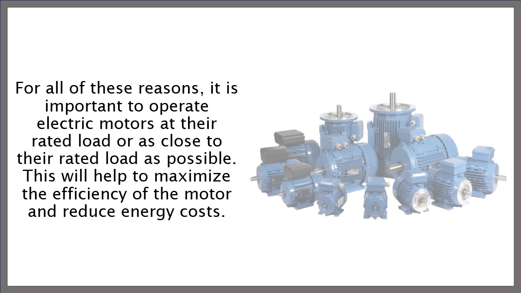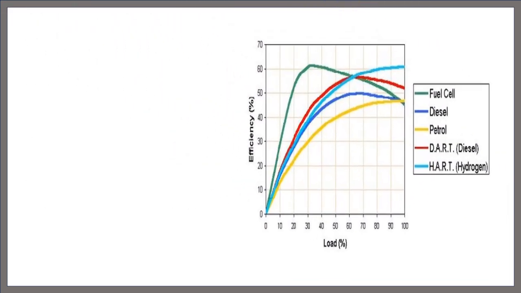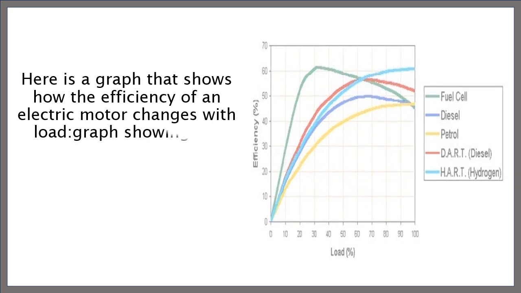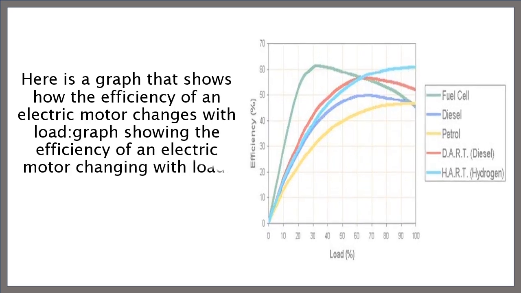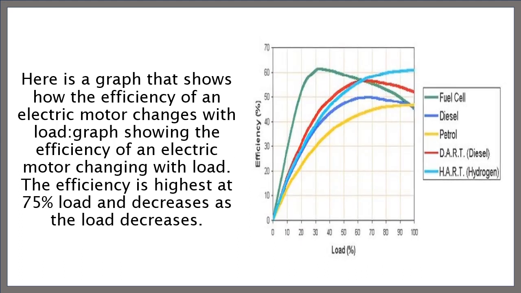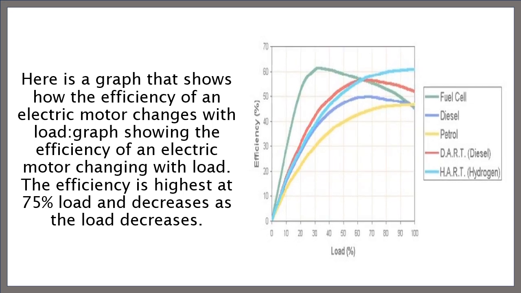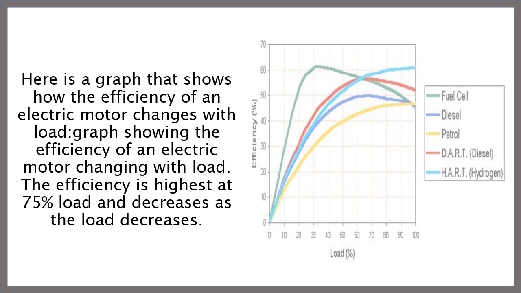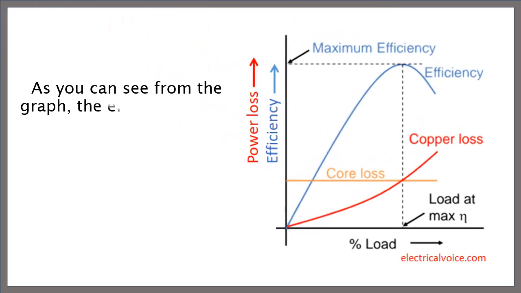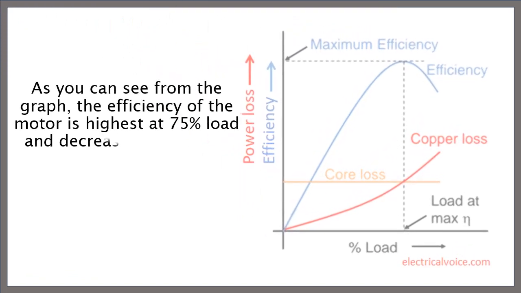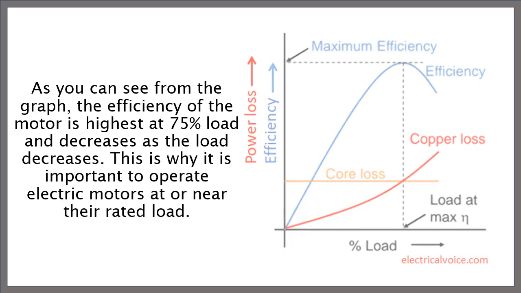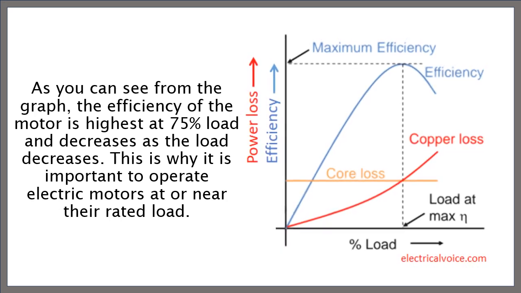Here is a graph that shows how the efficiency of an electric motor changes with load. The efficiency is highest at 75% load and decreases as the load decreases. As you can see from the graph, the efficiency of the motor is highest at 75% load and decreases as the load decreases. This is why it is important to operate electric motors at or near their rated load.